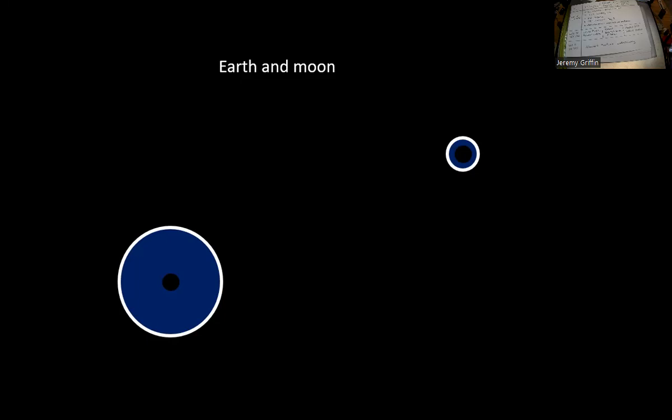Did you guys say? Here, I'll give you guys the answer. Did you guys say that right there? There's a gravity force both ways. The Earth pulls on the moon and the moon pulls on the Earth. Notice those are exactly the same magnitude.